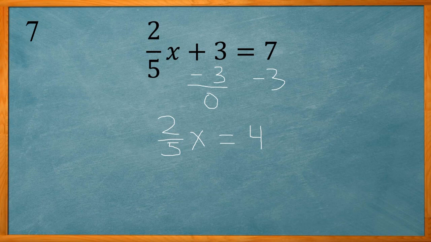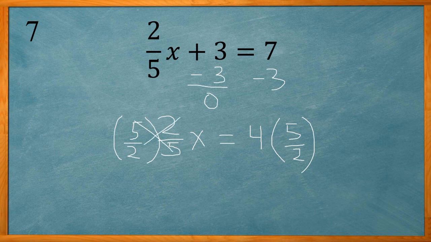Now when I have a fraction, I want to multiply by the reciprocal. So 5/2. Multiply that on both sides. Okay, that reduces down to 1x, or just x. Here I can take the 4, divide by 2 gives you 2, and 2 times 5 gives you 10. So x equals 10. I can check by putting that value back in.